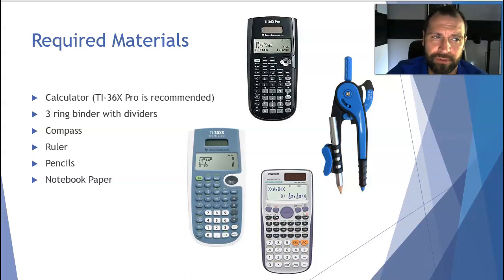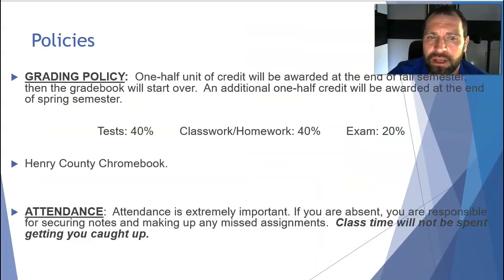Okay, let's talk policies. Henry County is going to maintain its grading policy that it's maintained for the last 2-3 years, which is 40% tests, 40% classwork, and 20% final. We will have, many of us, I think actually all of us, will have 2 grades. You'll have a support grade and a geometry grade, and they'll both be on that same metric.